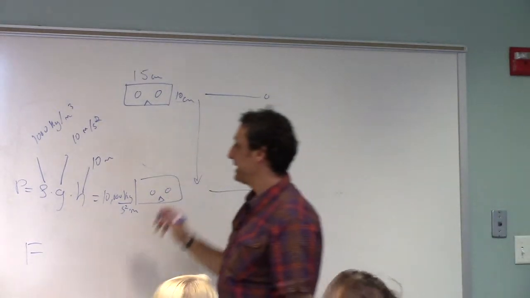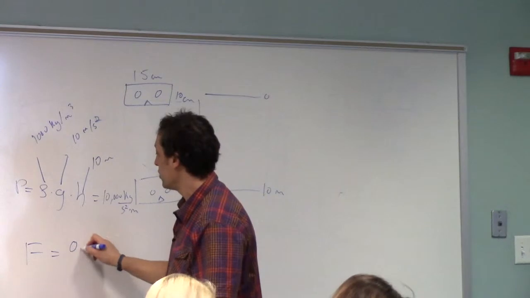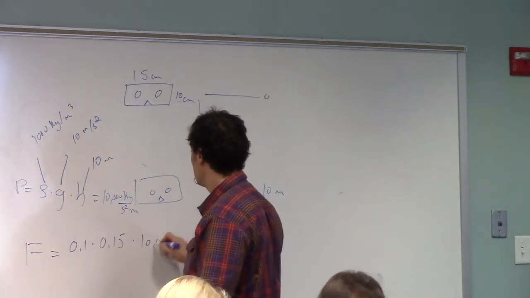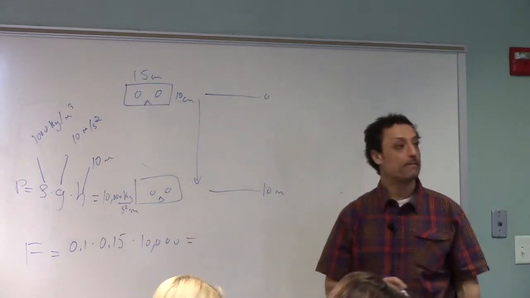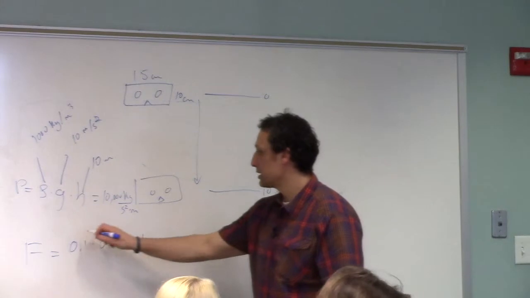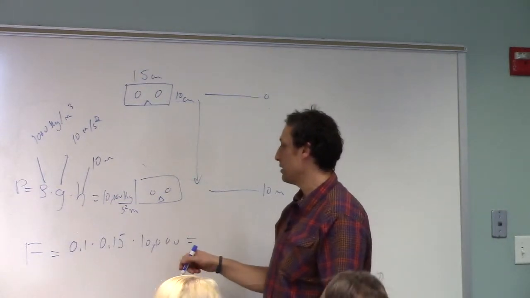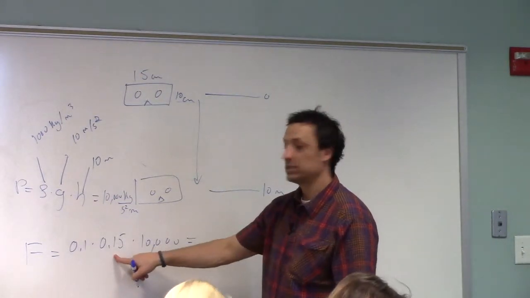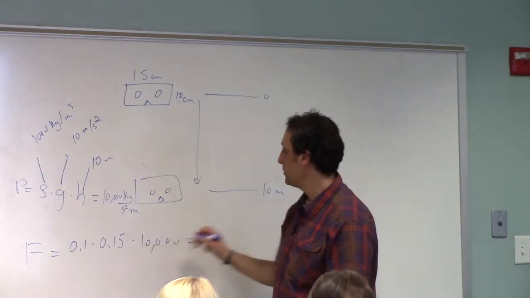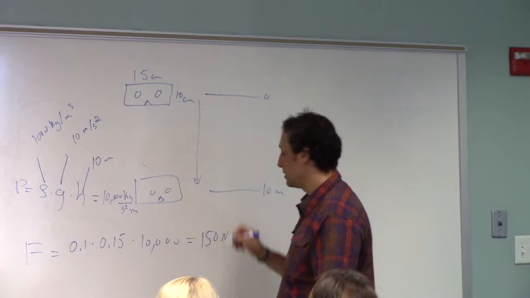So it's going to be 10 centimeters, so this is going to be 0.1 times 0.15 times 10,000. So this is going to be 1 if I take 1 out of here. So 1,000 times 0.15, that's 1.5, 15, 150 Newton.